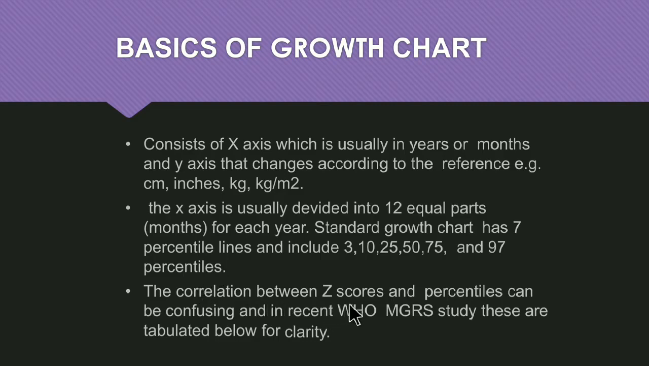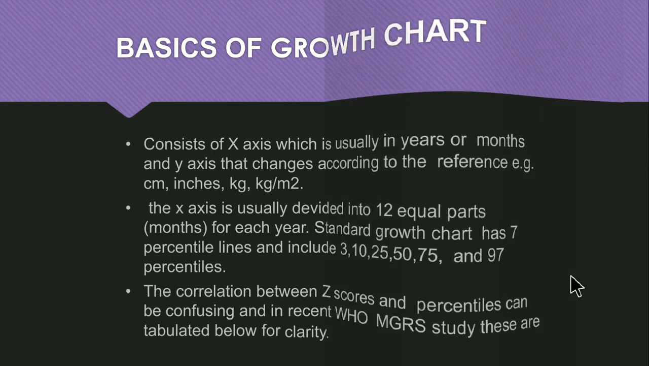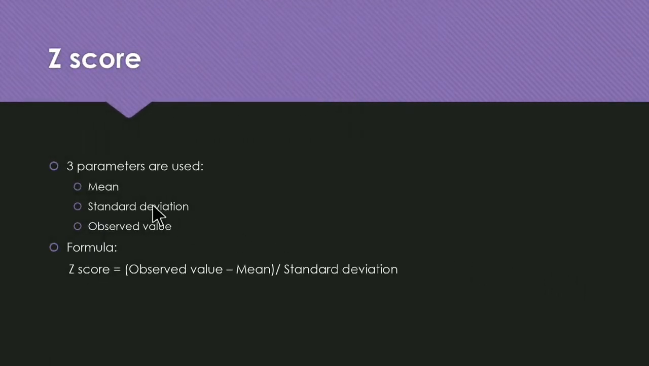Now it is very difficult to find out the correlation between z-score and percentiles, and that is why the WHO MGRS study has made a table of z-score, and from that table we can find out whether the child is having normal growth or not. But before that we should know what is z-score. So let us find out what is z-score. Z-score takes three parameters into consideration. One is mean, other is standard deviation, and third is observed value.